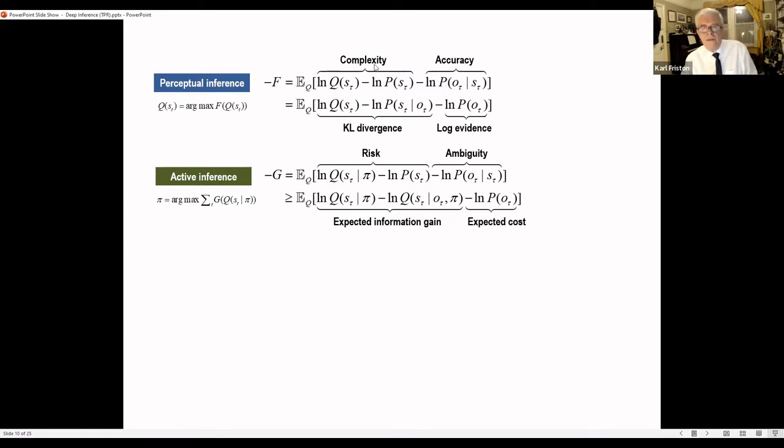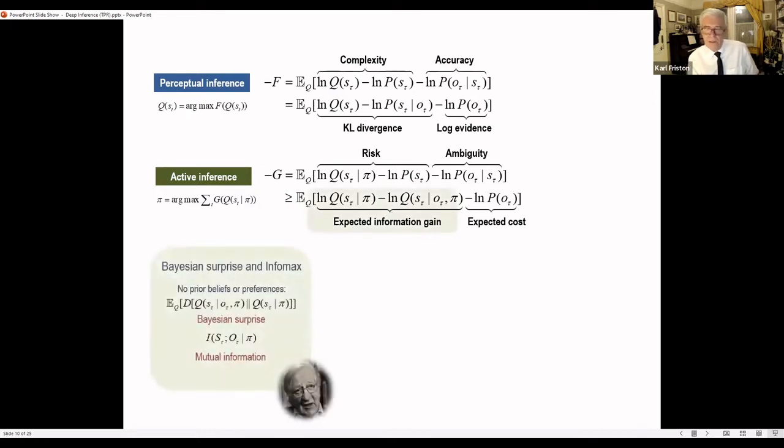And what we see is that the complexity becomes risk, the expected accuracy becomes ambiguity, and the bound or the KL divergence and relative entropy, the Kullback-Leibler divergence, all names for the same thing, becomes the expected information gain, and the expected log evidence or negative log evidence becomes an expected cost or negative expected value. So let me just take you through that in terms, again, which you may have come across in computational neuroscience or theoretical neurobiology. Let's, for the moment, ignore these prior preferences, this basic surprisal that we talked about at the beginning, and just focus on these components here, the expected bound or expected information gain. So what is this?